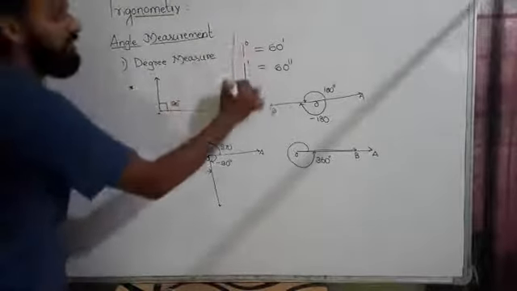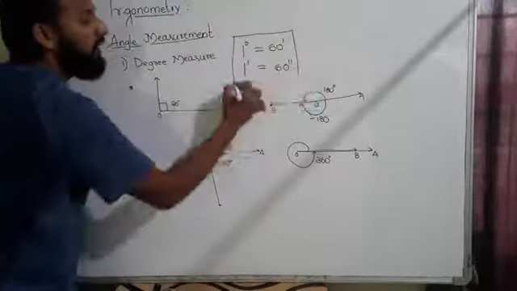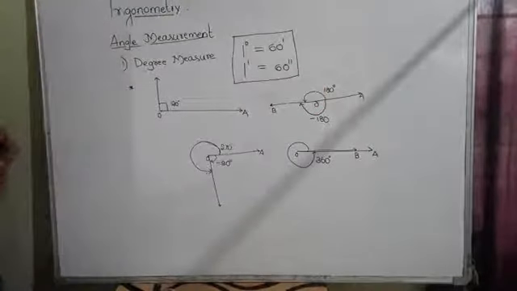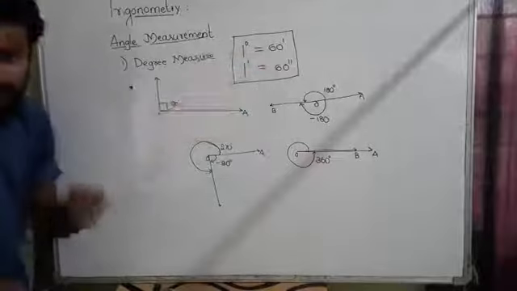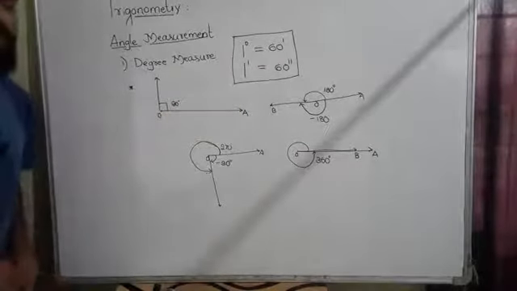So this is again very important. I think you might not have known this in your 10th standard. What is that? 1 degree is equal to 60 minutes and 1 minute is equal to 60 seconds. So this is one thing I just wanted to tell you.